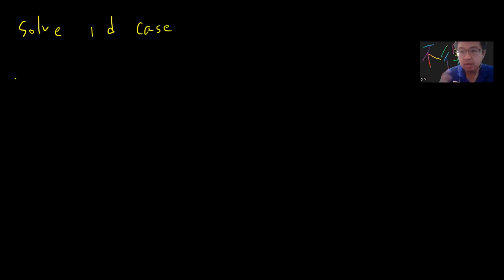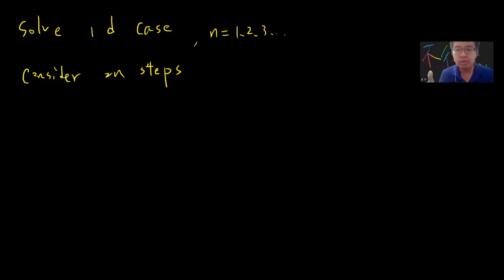Let's consider another simple case. Let's only consider 2n steps, where n is maybe 1 to 3 or something. In 2n steps you can go right and left, and I want to ask: what's the probability that it returns to the origin after 2n steps?